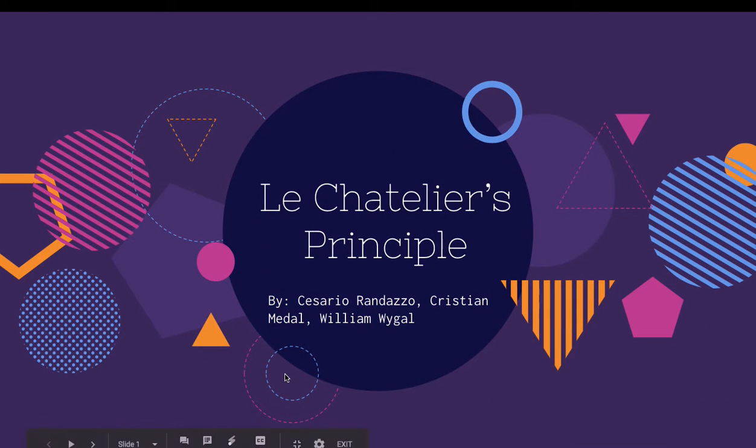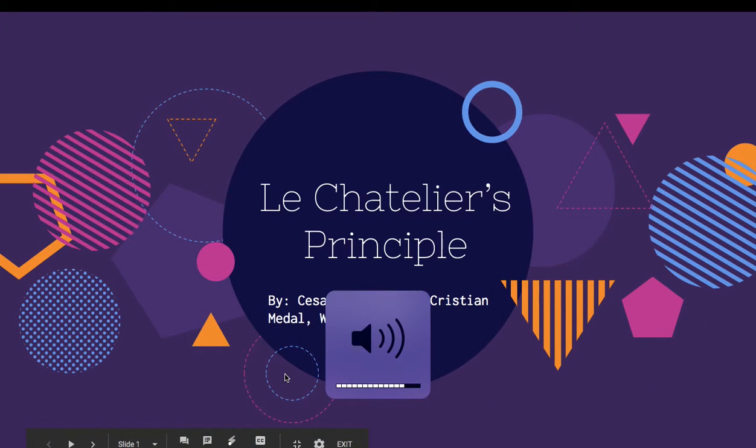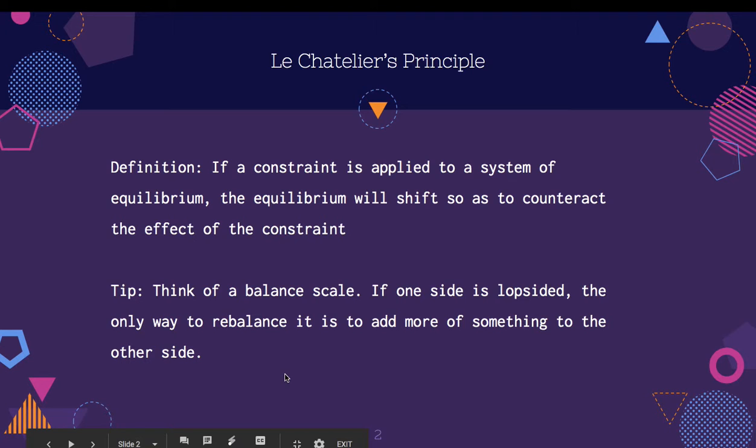Today we'll be covering Le Chatelier's principle in AP chemistry. It's important to understand the definition of Le Chatelier's principle. If a constraint is applied to a system at equilibrium, the equilibrium will shift so as to counteract the effect of the constraint. While solving these problems, think of this tip.